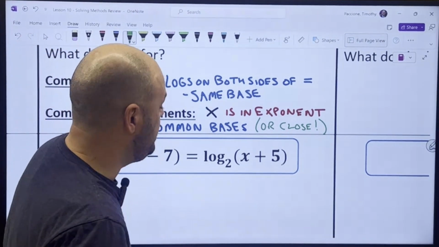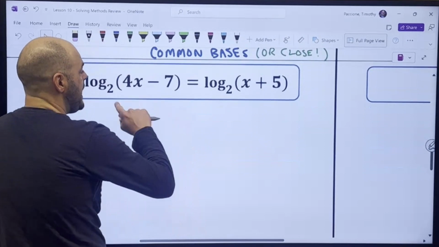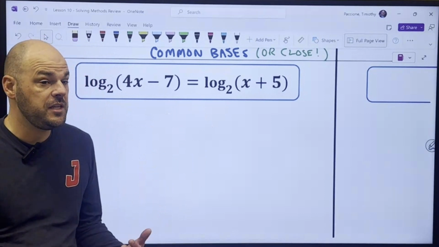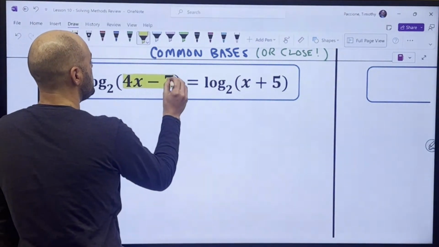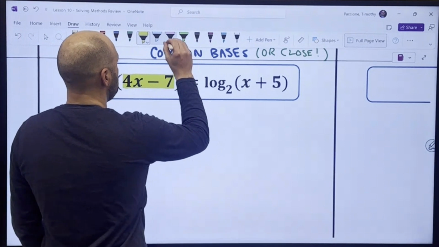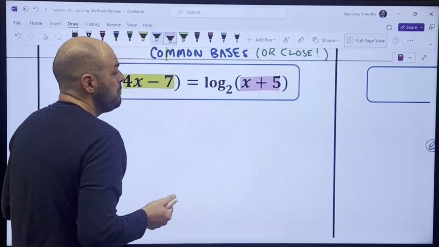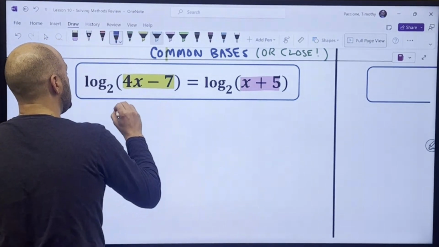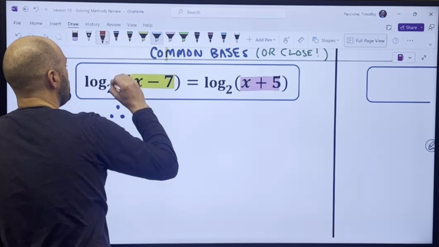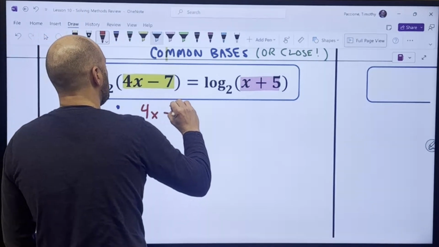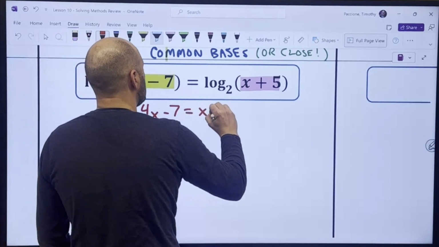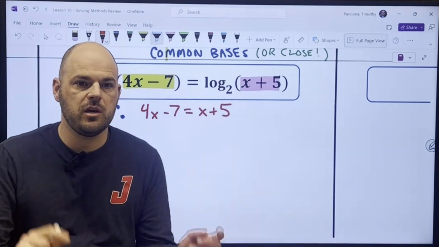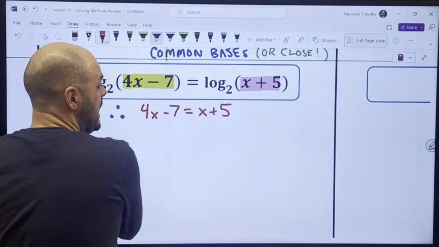So our first one, I have logs on both sides, same base, and 2 different answers. So the only thing that changed is this, and on this side, I had this, right? Because that's the case, they are equal to each other. So I just say, okay, I know a property that says, therefore, 4x minus 7 must equal x plus 5. And then I just solve that. This is a multi-step equation, variables on both sides. So I just get my x's to one side, my numbers to the other.